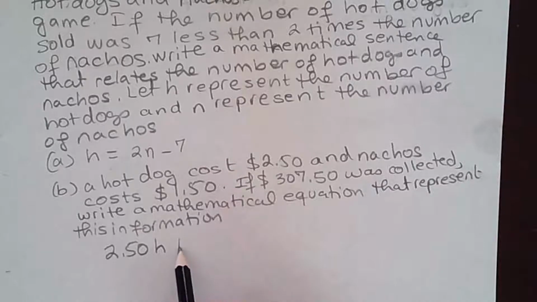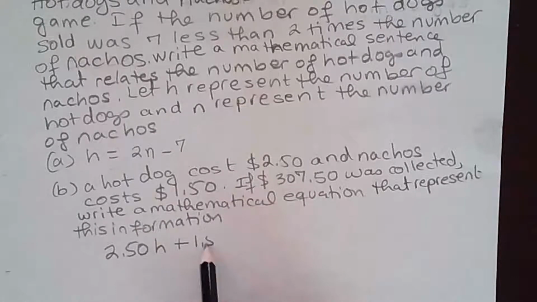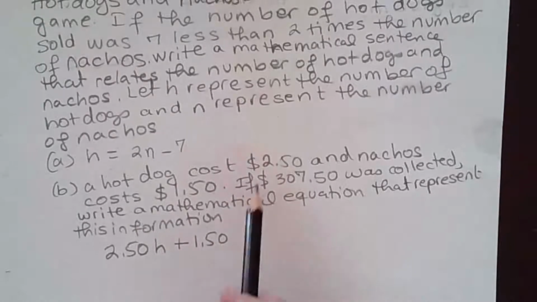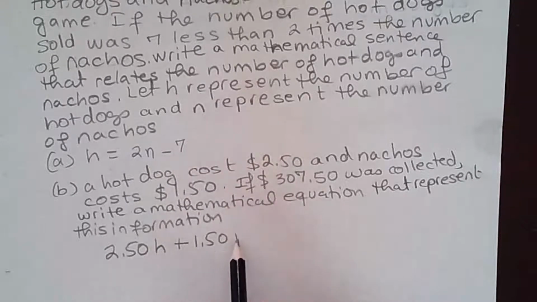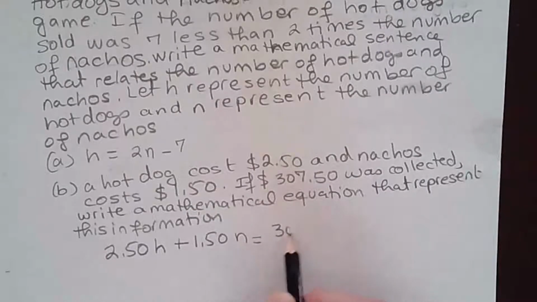And $1.50 for every nacho. How many nachos do I have? I let N represent the number of nachos. The sum of money collected from these two is equal to the total money collected, which is $307.50. So this is one equation, and here is another equation.